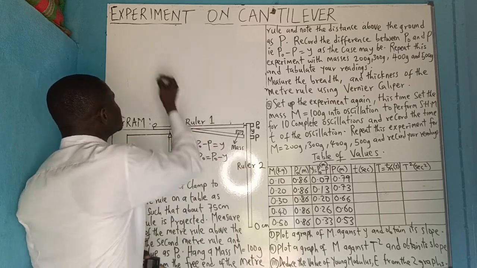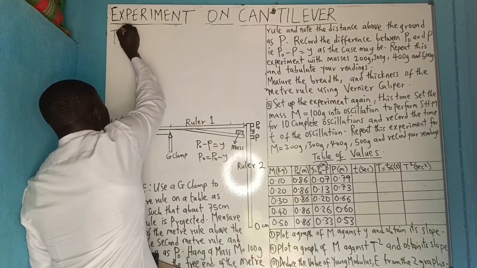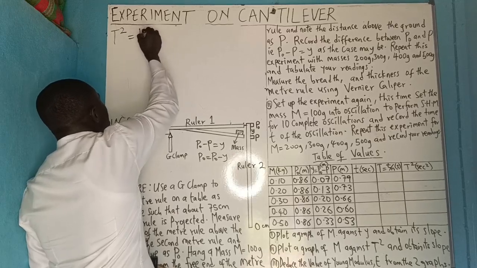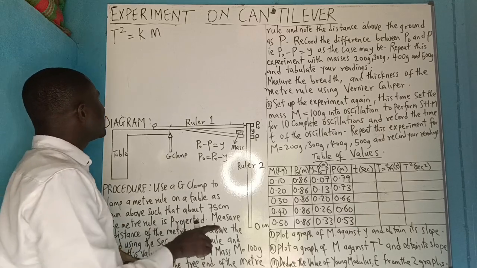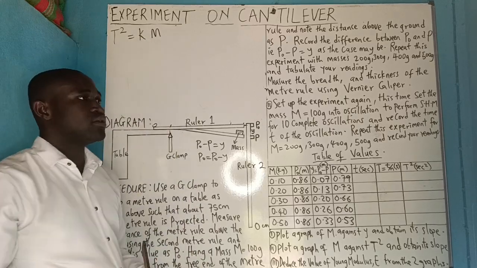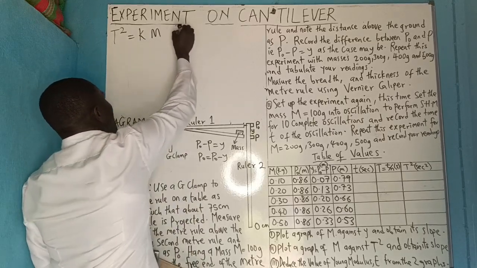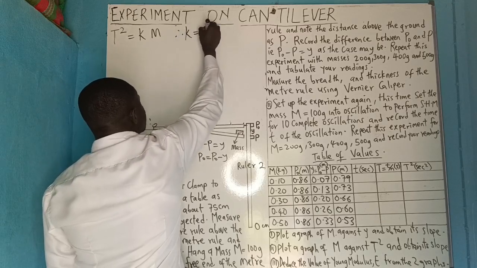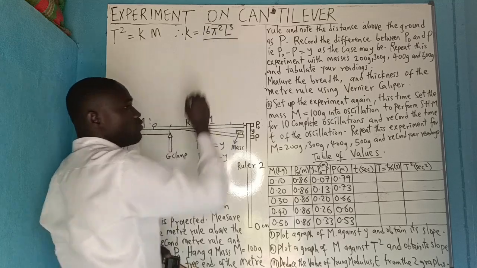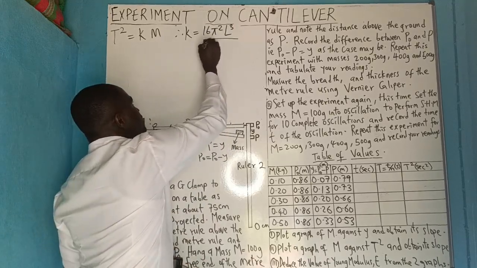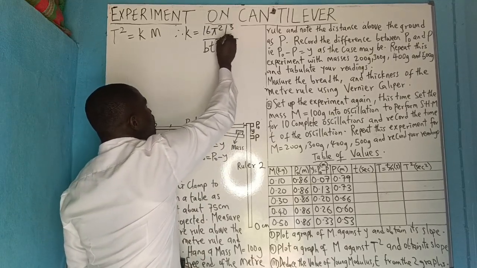What we have to do is we tell them that again T squared is equal to K M. In this case, what is the value of K? The value of K is equal to 16 pi squared L cubed all over b t cubed E.